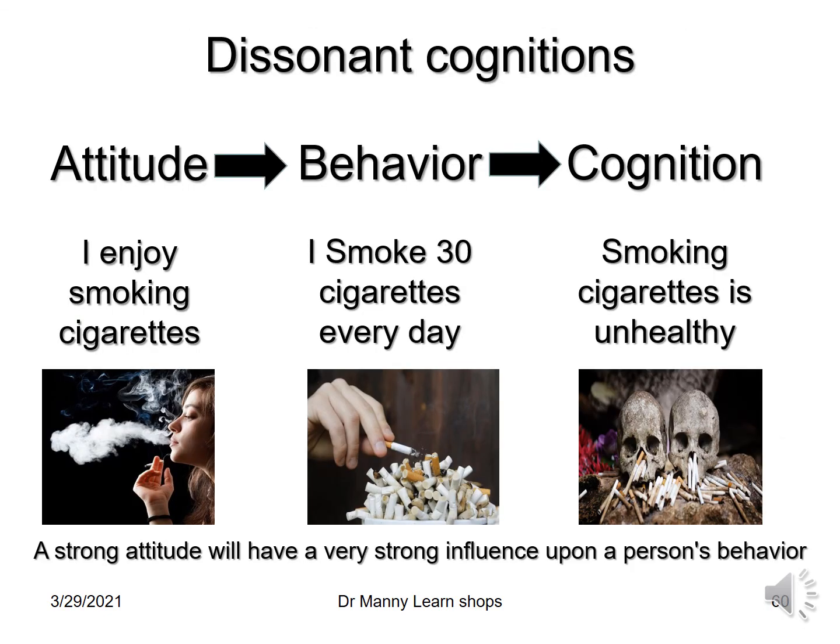Dissonant cognitions are related to these. These are examples. The attitude: I enjoy smoking cigarettes. The behaviour: I smoke 30 cigarettes a day. The cognition: smoking cigarettes is unhealthy. That's one viewpoint. There's a strong attitude and it will have a very strong influence on the person's behaviour.